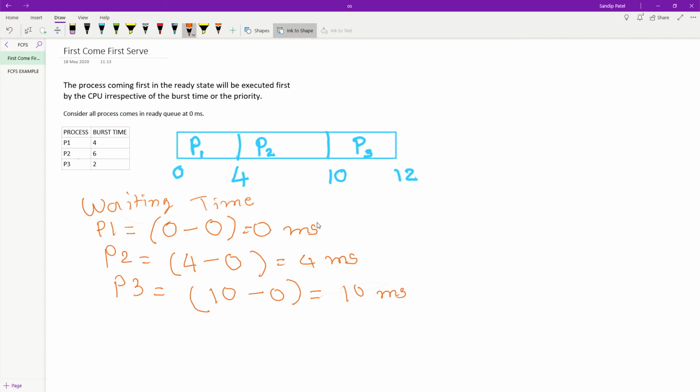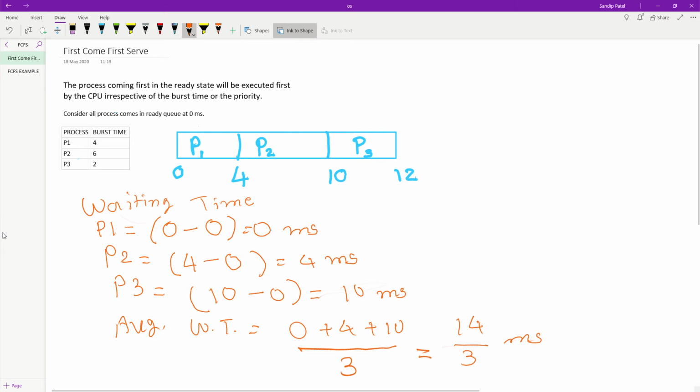Now the average waiting time we will calculate. That is equal to 0 plus 4 plus 10 divided by 3, that is equal to 14 divided by 3. So that is the average waiting time calculated for the given processes, in milliseconds, whatever answer comes. Next we will calculate the turnaround time.